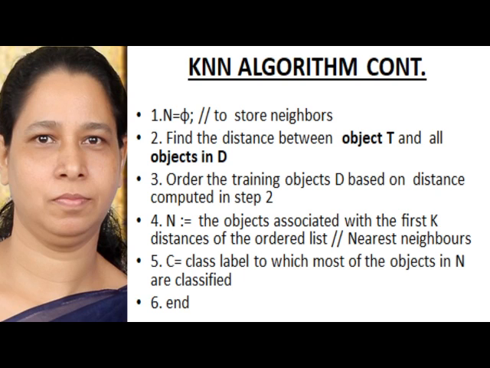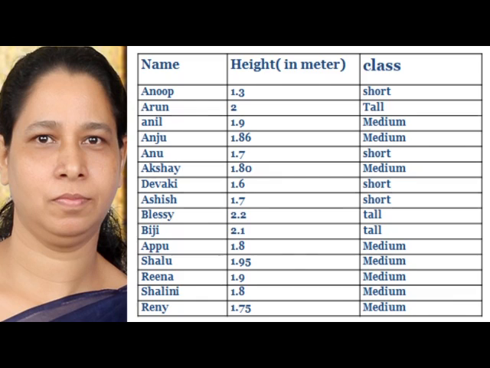N is assigned the objects associated with the first k distances of the ordered list. That is, they are the nearest neighbors. C is assigned the class label to which most of the objects in N are classified. Now we will see a numerical example of the k nearest neighbor algorithm.